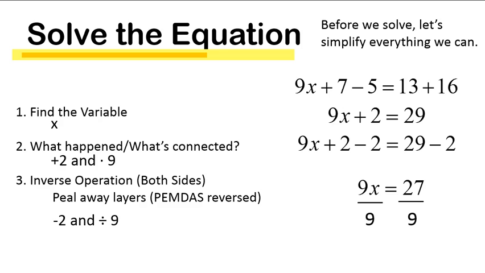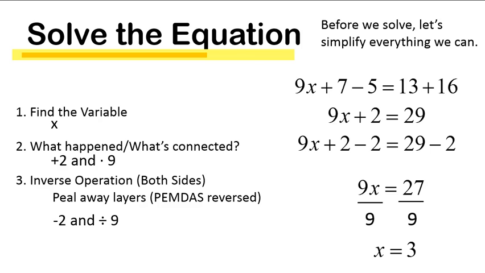Now I divide both sides by 9 because the opposite of multiplying times 9 is dividing by 9. That will leave me with my x variable by itself, and 27 divided by 9 is equal to 3.